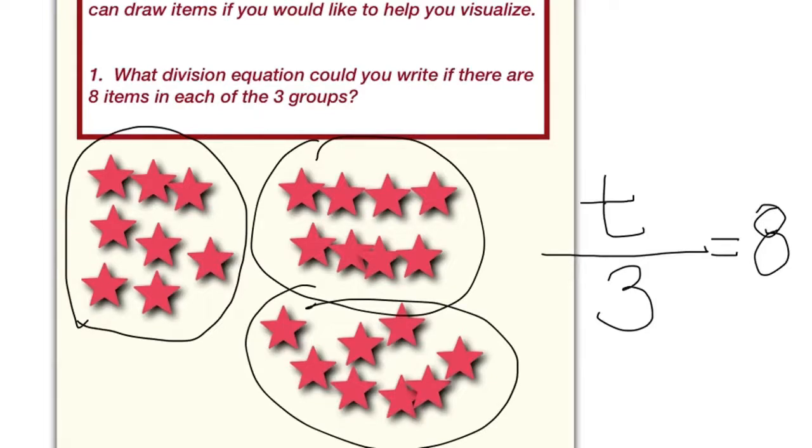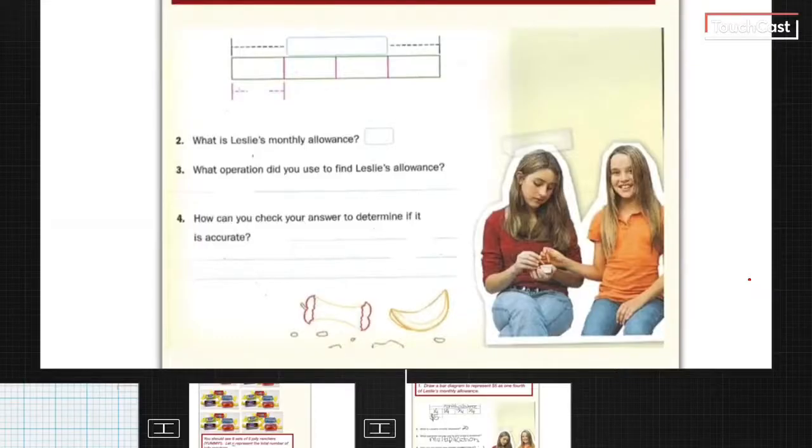Okay, when you're ready, go ahead and go to the next page. Okay, let's use a bar diagram to solve the next problem. Leslie spends $5 per month on snacks at school, which is 1/4 of her monthly allowance. Complete the questions below to find her monthly allowance. Draw a bar diagram to represent $5 as 1/4 of her total allowance.